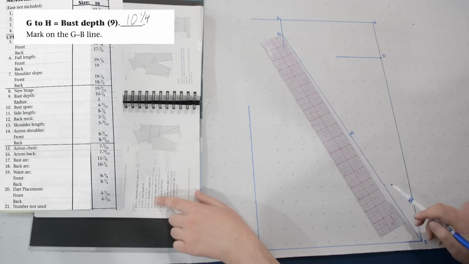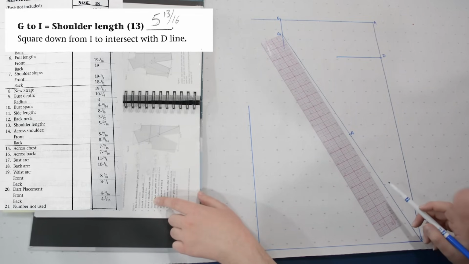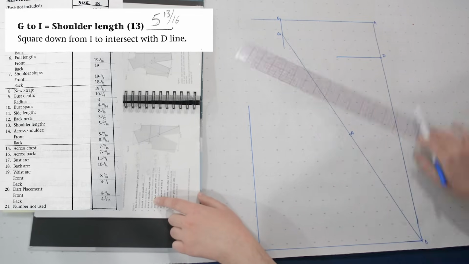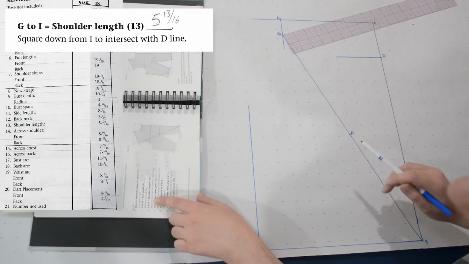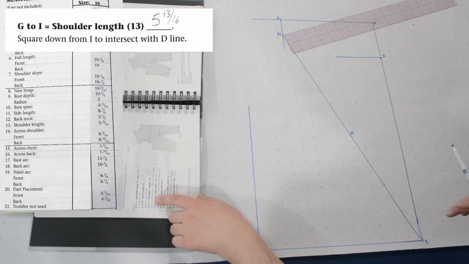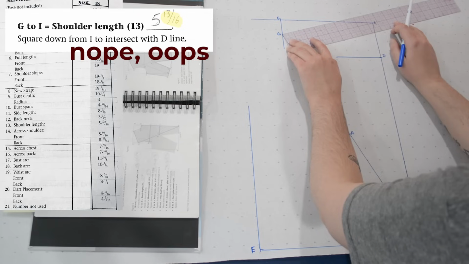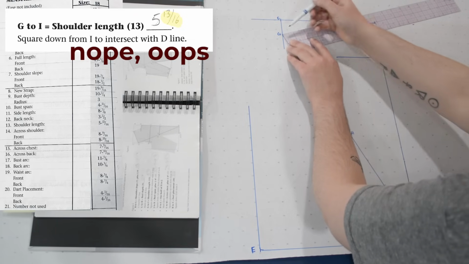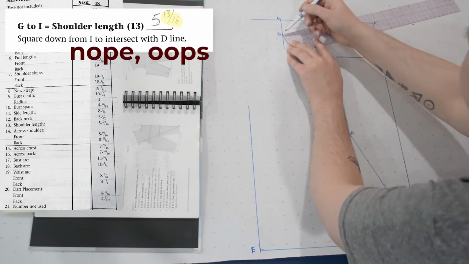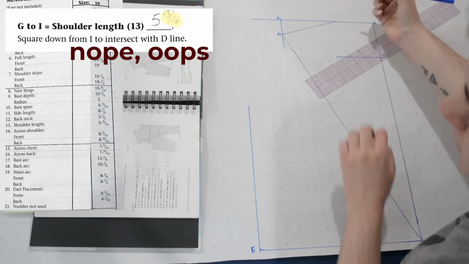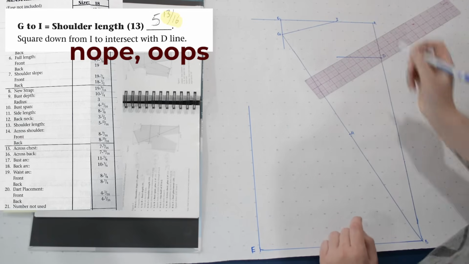G to I, where is I? Oh, G to I up here. G to I is shoulder length. It's going to be 5 3/16. 5 3/16. And this is point I.